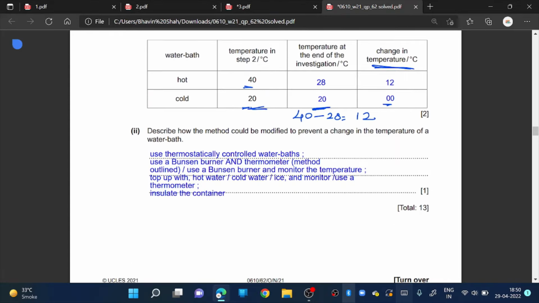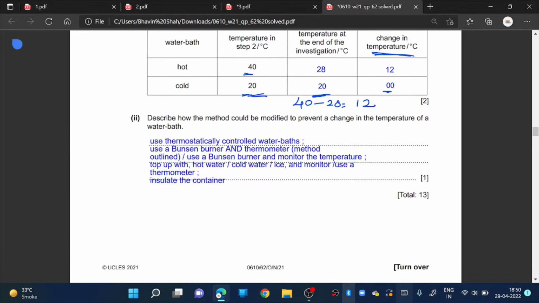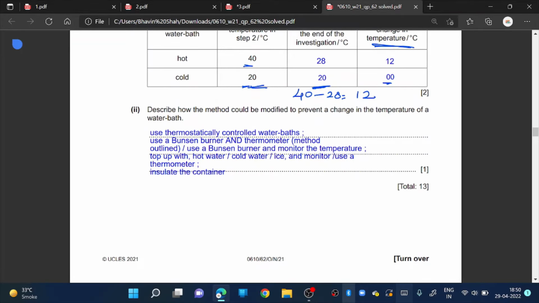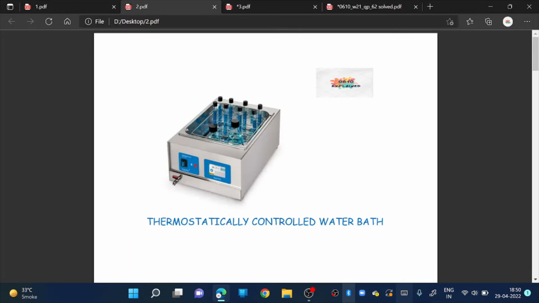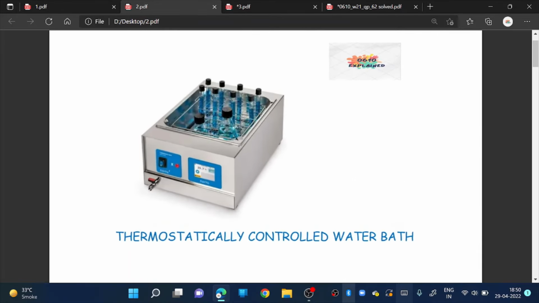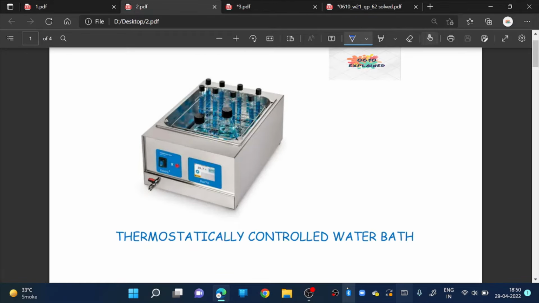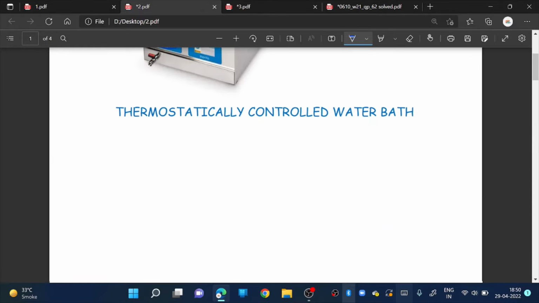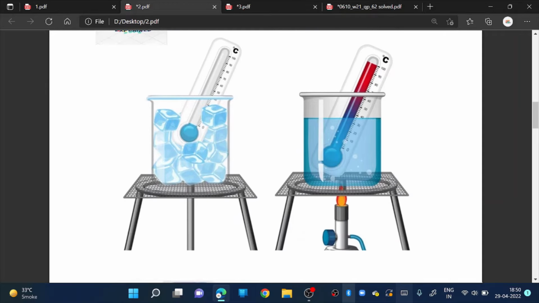Describe how the method could be modified to prevent the change in the temperature of the water bath. Here we are saying you can use a thermostatically controlled water bath. As you can see, this is a thermostatically controlled water bath. There is a digital monitor over here. You can set the temperature to what you want, and the test tubes can be put inside this.